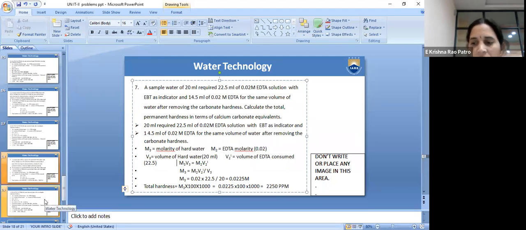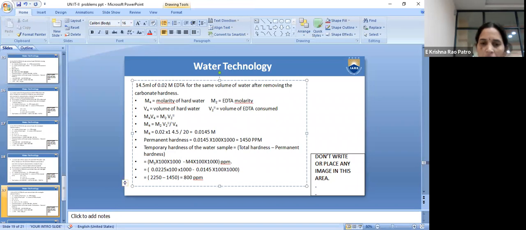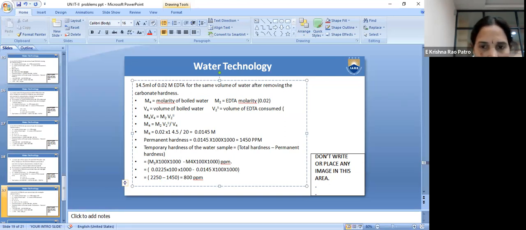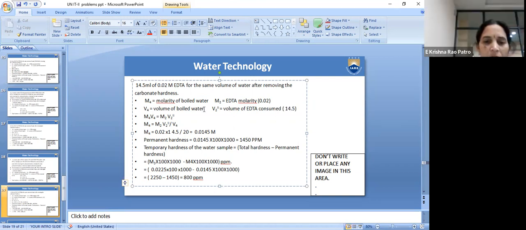Now we completed M3, total hardness. Now permanent hardness: M4V4 is equal to M2V2 double slash. So M4 is the molarity of boiled water, V4 is the volume of boiled water, M2 is the molarity of EDTA, V2 double slash is the volume of EDTA consumed. What is EDTA molarity? 0.02. Volume of EDTA consumed, how much? 14.5.